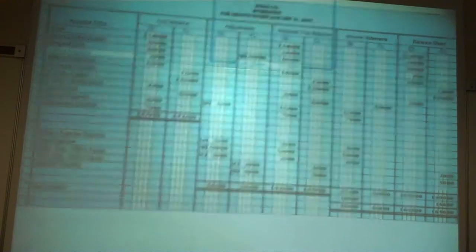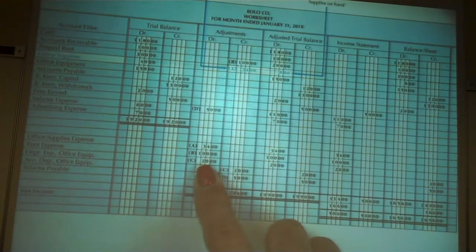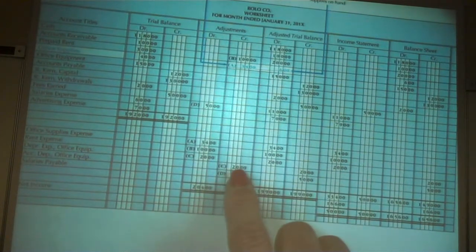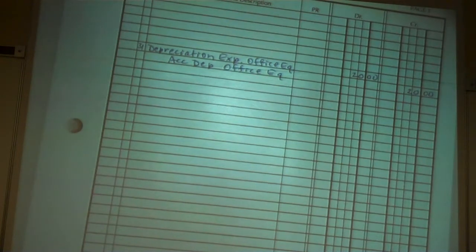On this one we just had 4. Our C adjustment, and again this is the worksheet on page 183. Our debit was depreciation expense office equipment, and our credit is accumulated depreciation office equipment. Skip a line, and then there's your C.